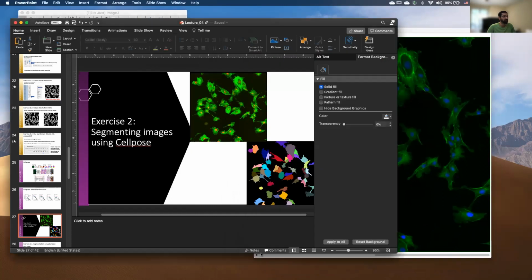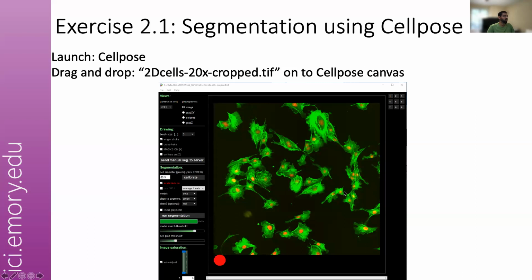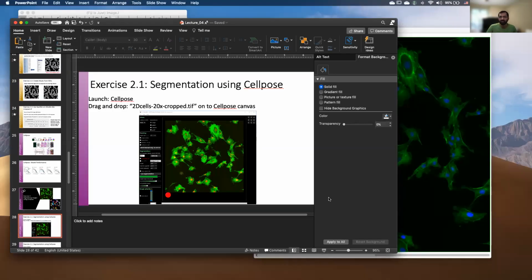So essentially what you will be doing is opening or launching Cellpose. If you are using a PC, it's straightforward. You can double click on your cellpose.exe file. That will be straightforward. I'm using a Mac, so I'll go through all the hoops of launching it.